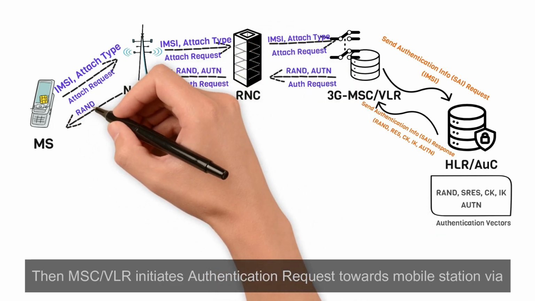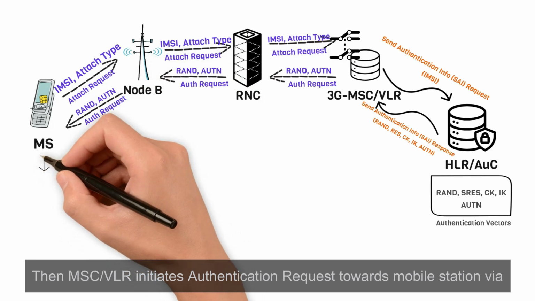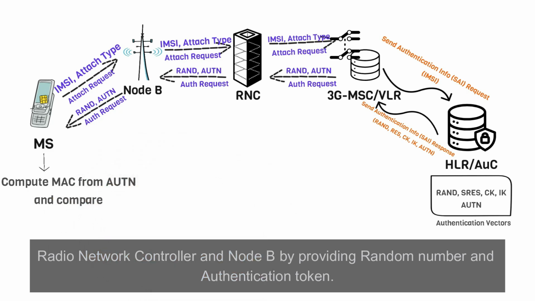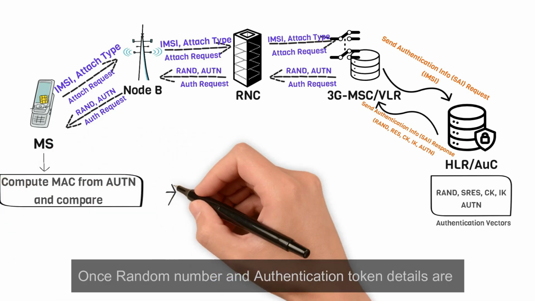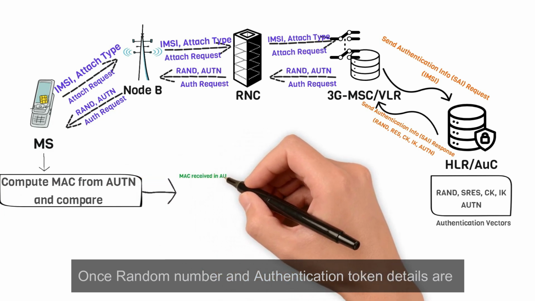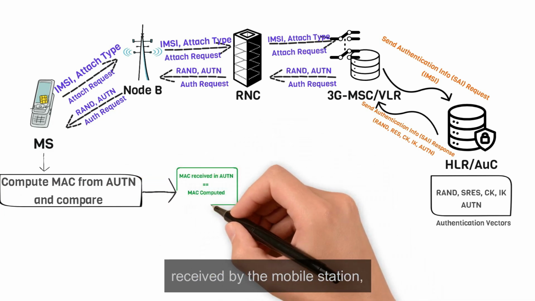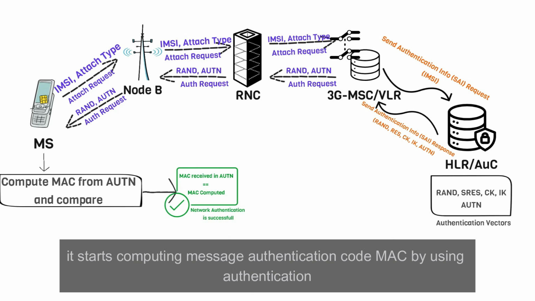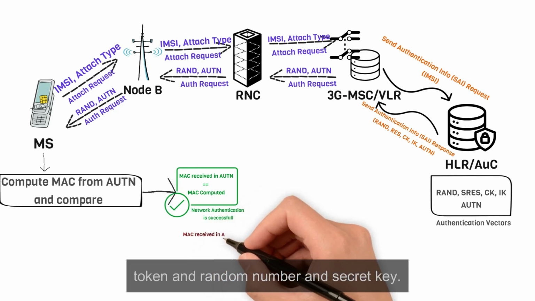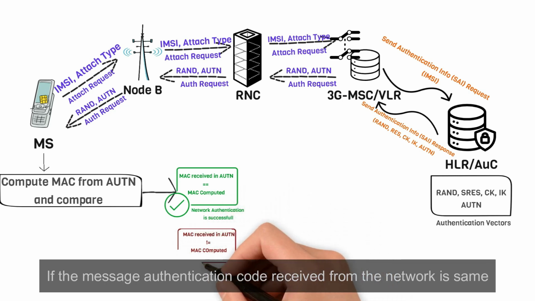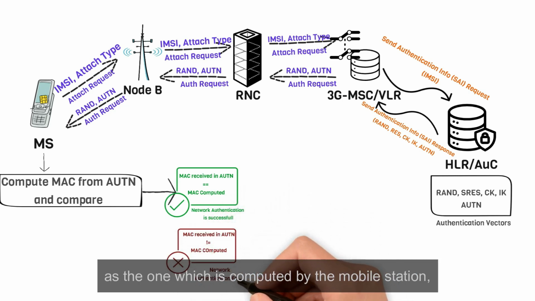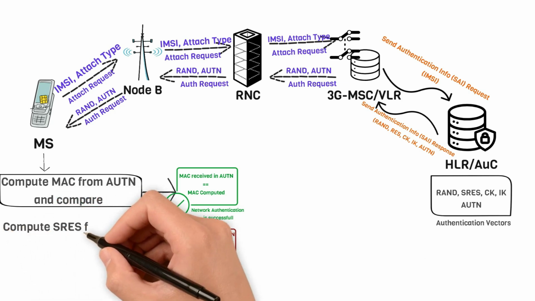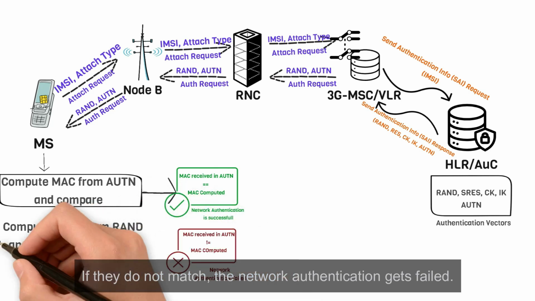Then MSC/VLR initiates an authentication request towards the mobile station via the radio network controller and Node B by providing the random number and authentication token. Once the random number and authentication token are received by the mobile station, it starts computing the message authentication code, MAC, by using the authentication token, random number and secret key. If the message authentication code received from the network is the same as the one computed by the mobile station, then network authentication becomes successful. If they do not match, then network authentication fails.